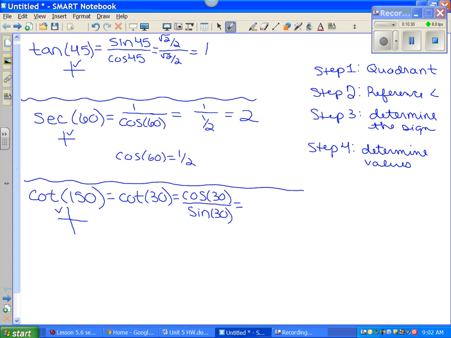Okay. You have to rewrite it using its reciprocal. I guess we should have an intermediate step in here. Rewrite. All right. Let's determine the sign. Second quadrant, cotangent, positive or negative? Negative, because what's positive in the second? Sine. Sine goes with what? Cosecant. Okay, so we know we're going to have a negative answer. Good.